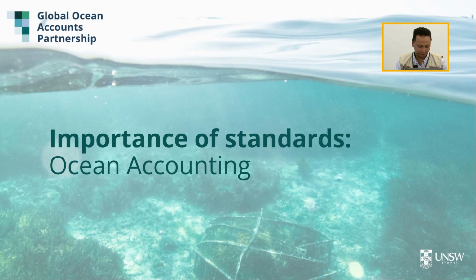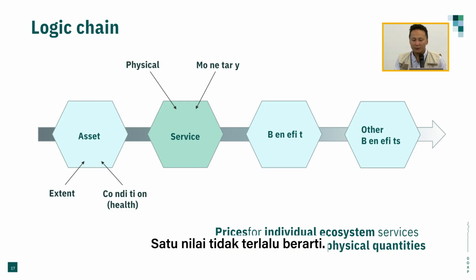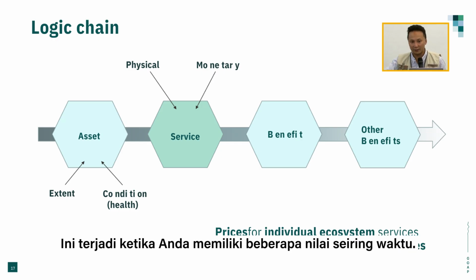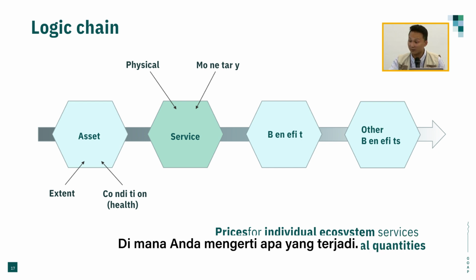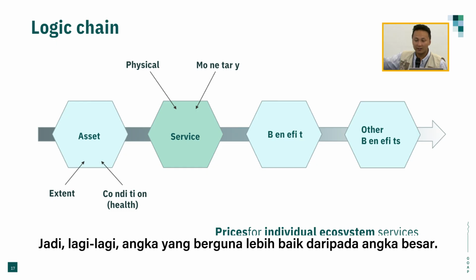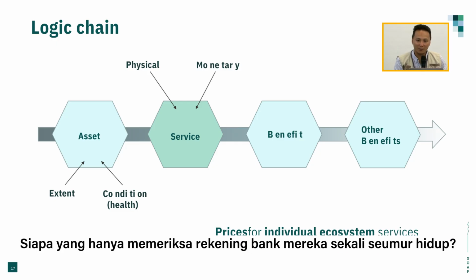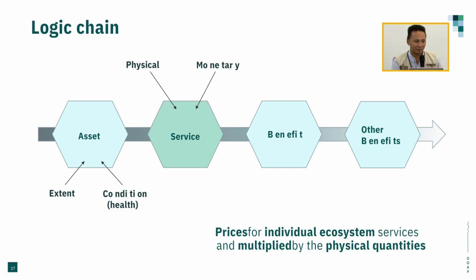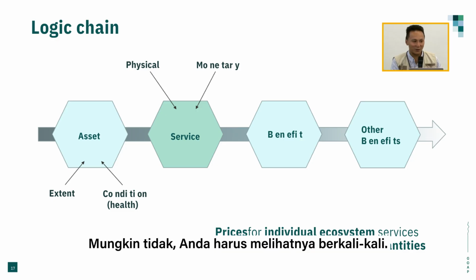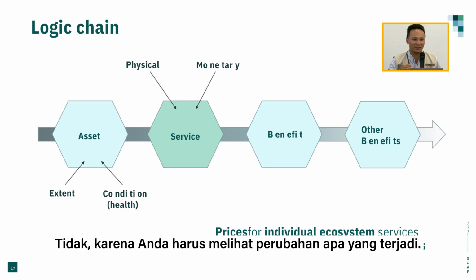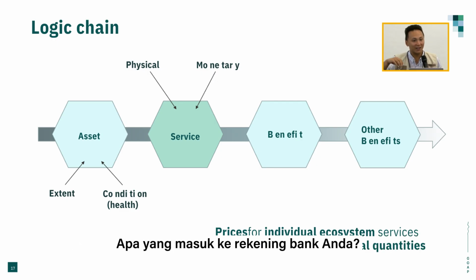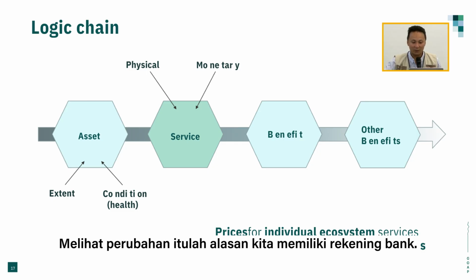Next. So, sorry, one more. One value does not have that much meaning. It's when you have multiple values over time that you understand what's happening. So again, useful numbers are better than big numbers. Maybe somebody's lucky here who only looks at their bank account once in their life. Probably not. You have to look multiple times, no? Because you need to see what's changing, what's going into your bank account and what's leaving your bank account. So looking at the change is why we have a bank account.